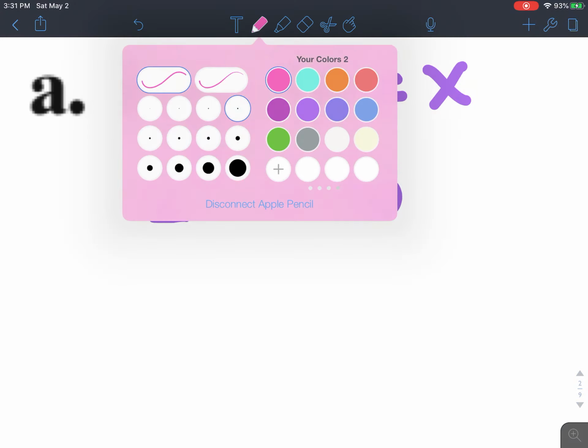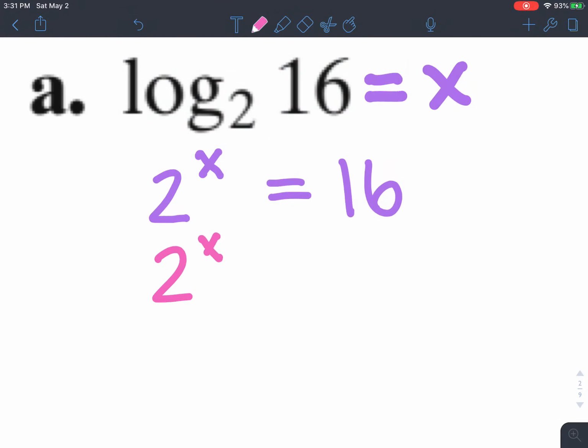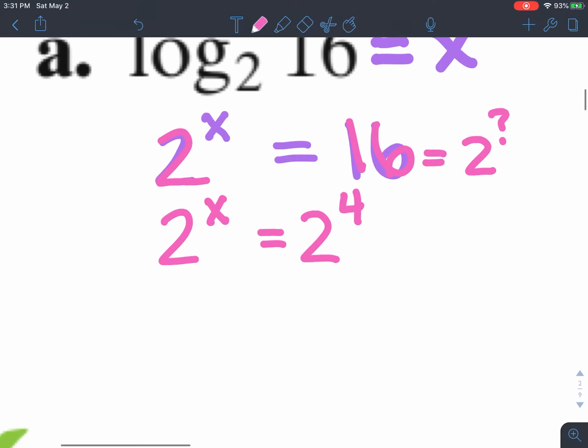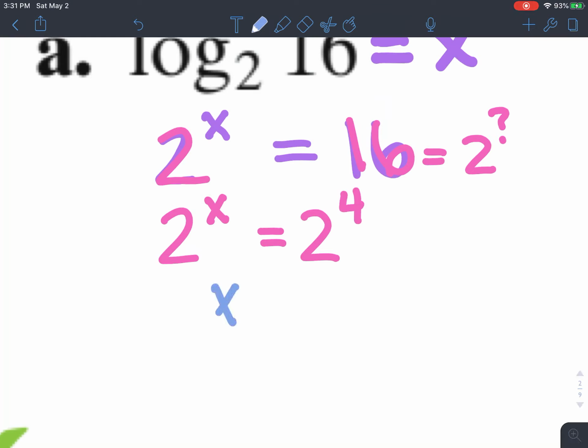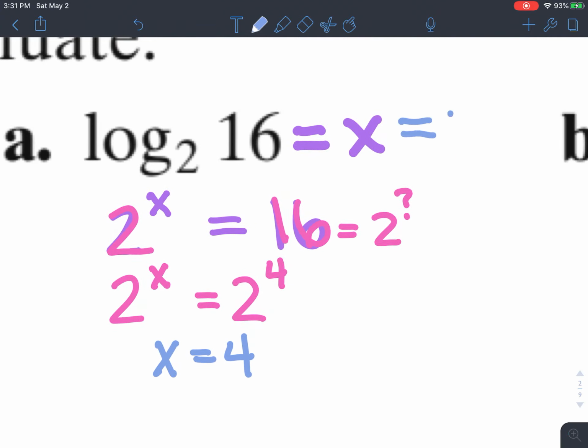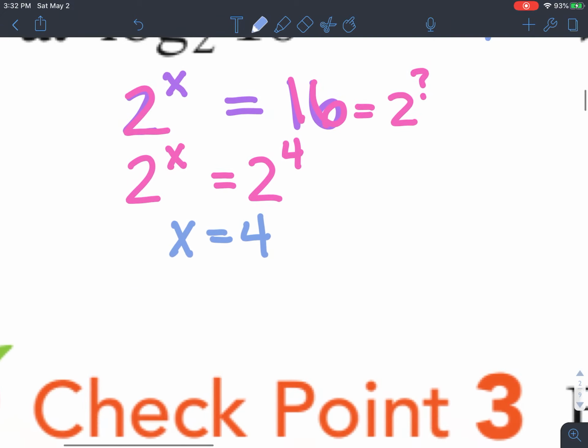One way to do this is to try to get these numbers to have the same base. In other words, can 16 be written as 2 to the something power? It can. 16 is 2 to the 4th power. Now if you have 2 to the x equals 2 to the 4, then the exponents just equal each other, so x is just 4. So log base 2 of 16 is 4.